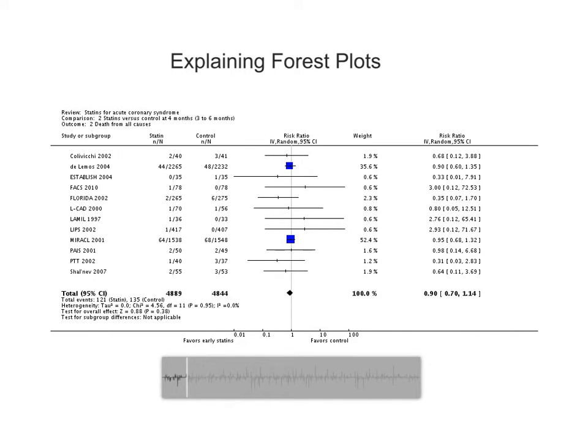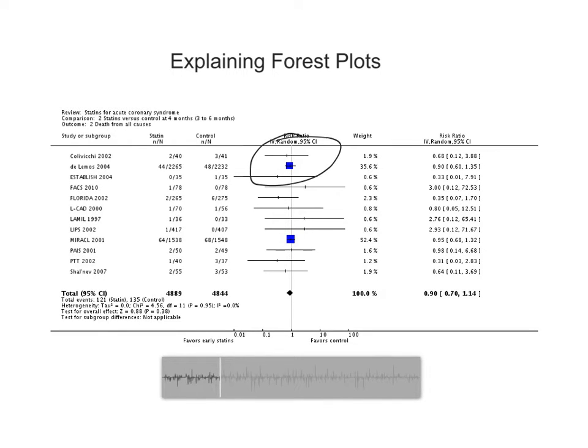Each trial that contributes to the magical black diamond summarising the results at the bottom of the plot is named on the left according to the first author or trial name and the date of the trial. The next two columns show the event rate, in this case acute coronary syndrome, for statins and control, usually placebo. These measures are then represented in the graph by a line which represents the 95% confidence interval and the effect size in the middle as a box.